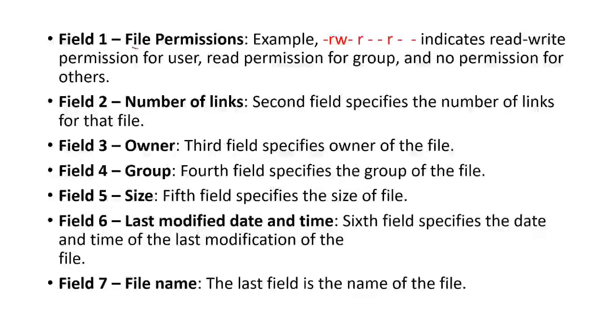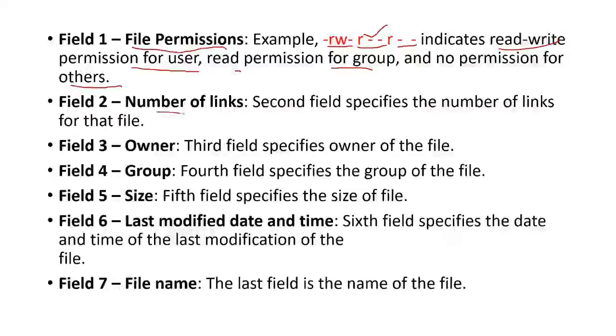So we have seen file permissions. It is categorized into three groups. r and w indicate read and write. So the first permission is for user, the second permission is for group, and the next permission is for others. So from this you can understand the user has only read and write, and the group member has only read permission and no permission for other groups.